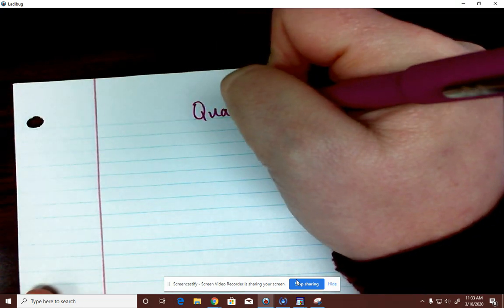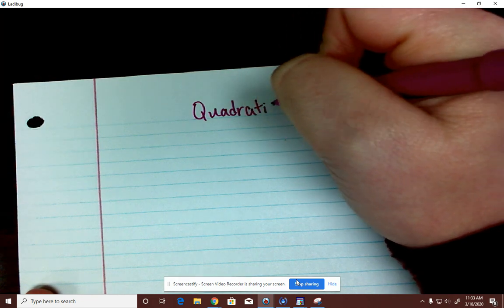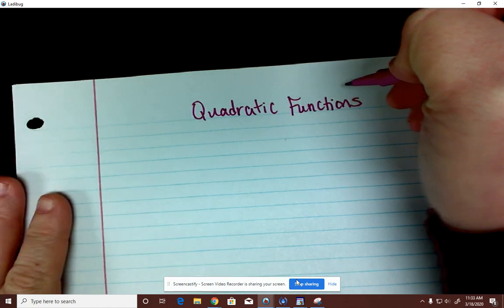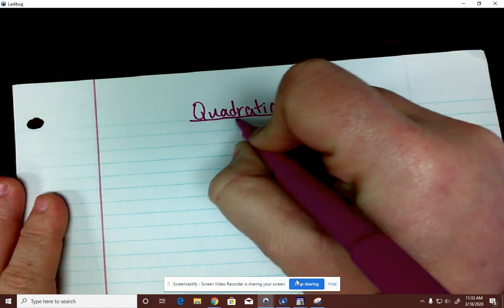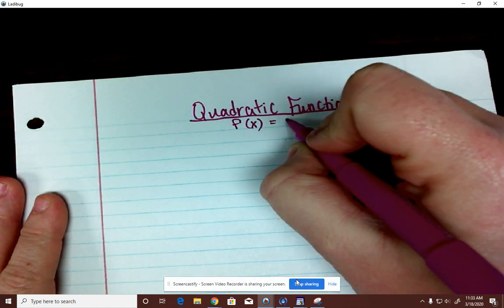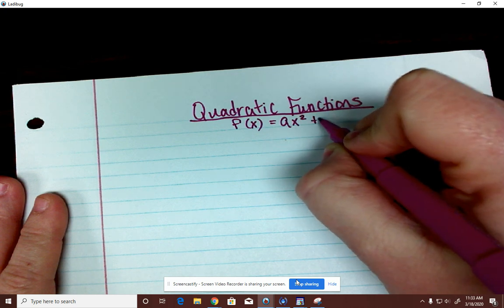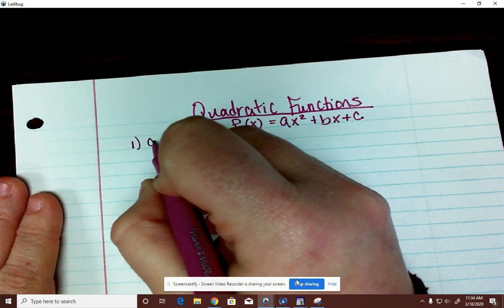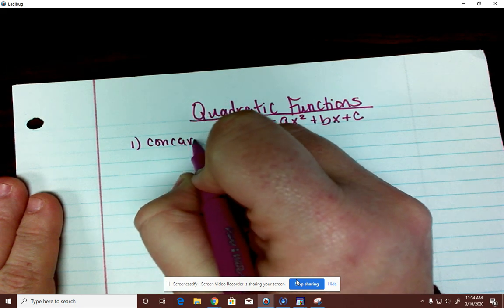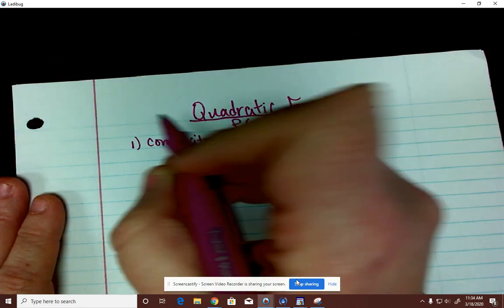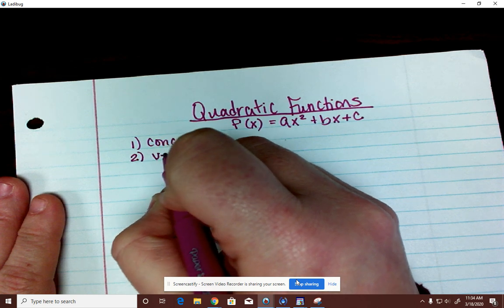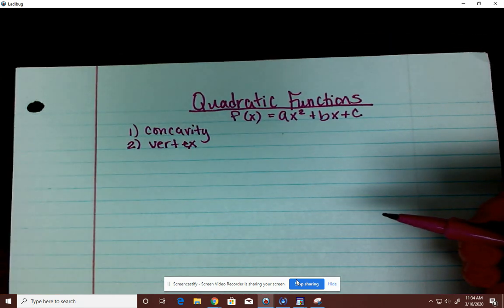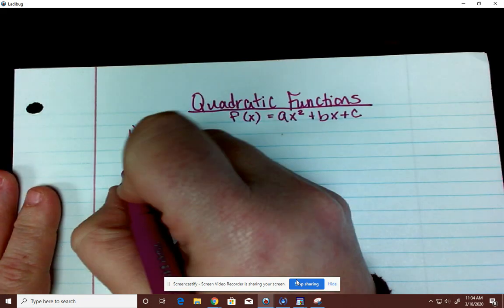So again, we're still looking at characteristics of quadratic functions. And again, standard form of the equation is f of x equals ax squared plus bx plus c. First thing we looked at was concavity, looking at a, whether it opens up or down. Second thing was the vertex, the highest or lowest point. That's where we use the negative b over 2a and then plug in.